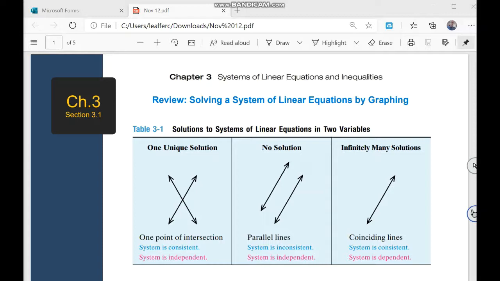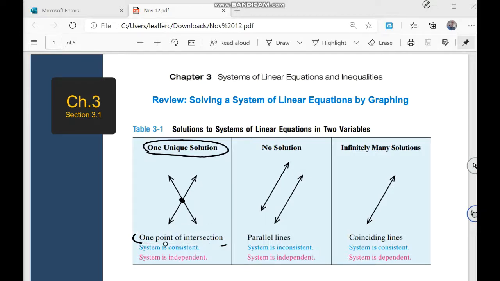And there are three different situations that you can find. The first situation is this one. Check this table. When you have one point of intersection, if you have the lines crossing in one point, like this, then you're going to have one unique solution. And this is the most usual case that you're going to find: one unique solution for the system of equations.